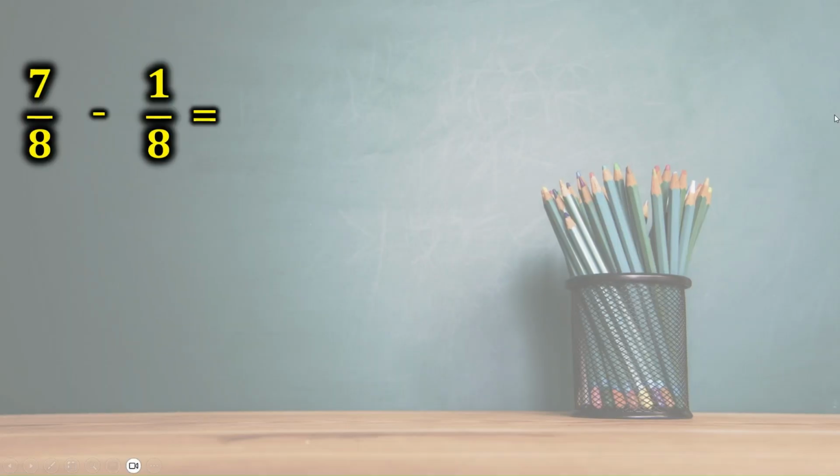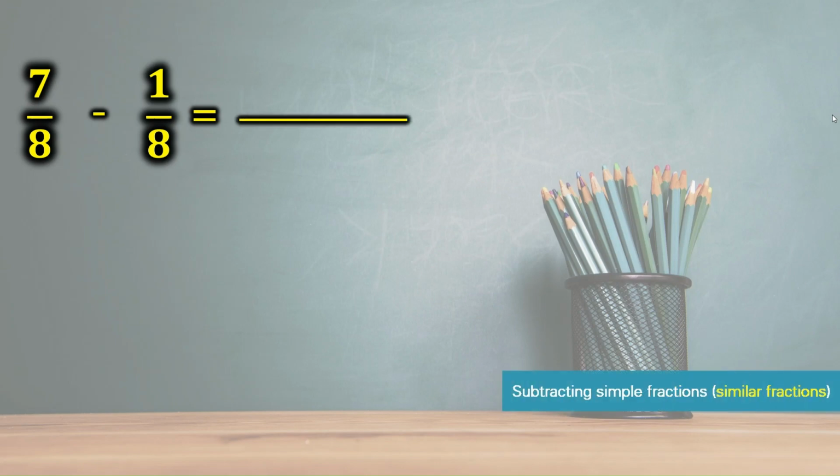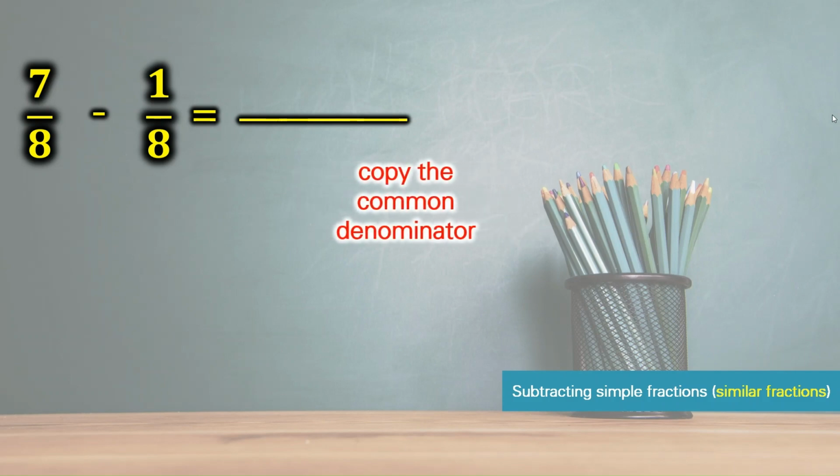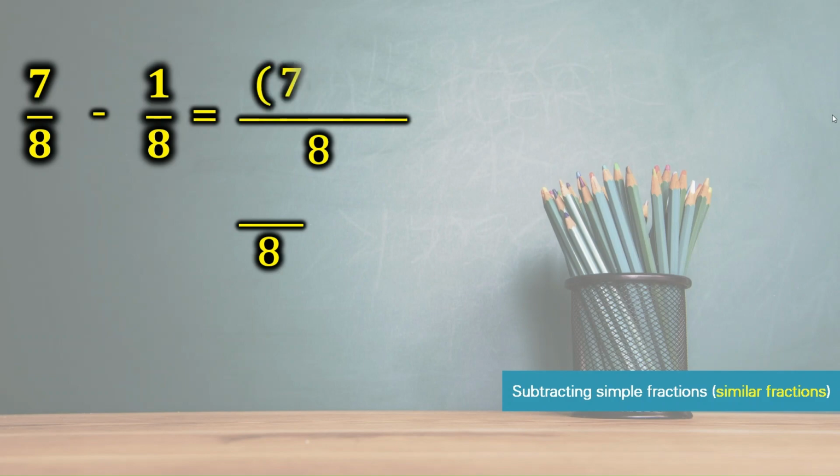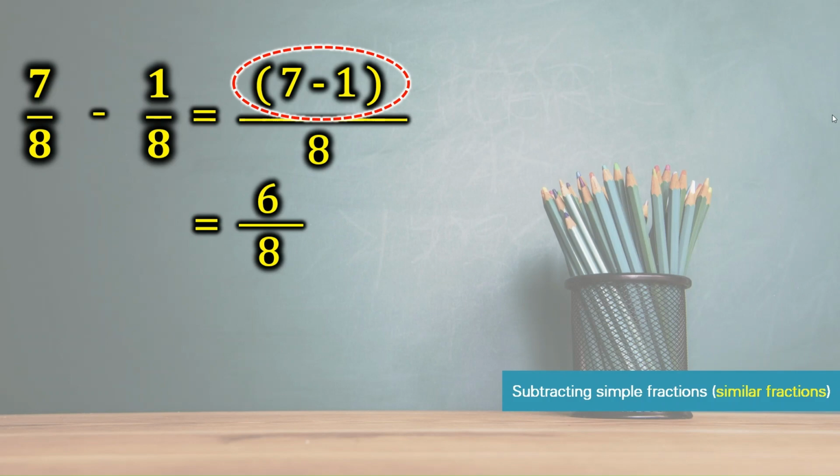Let us have another example. Subtract these similar fractions. 7/8 minus 1/8 is equal to. Let's remember that when subtracting similar fractions, we copy the common denominator. Then, subtract the numerators. Let's do it. Subtract the numerators. 7 minus 1 is equal to 6. Copy the common denominator, which is 8. We can still simplify 6/8.